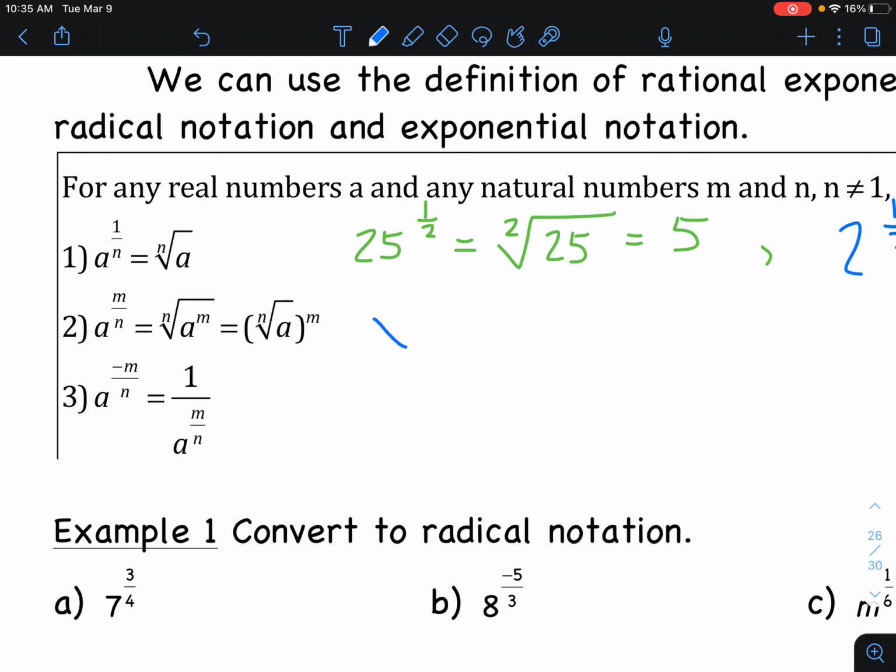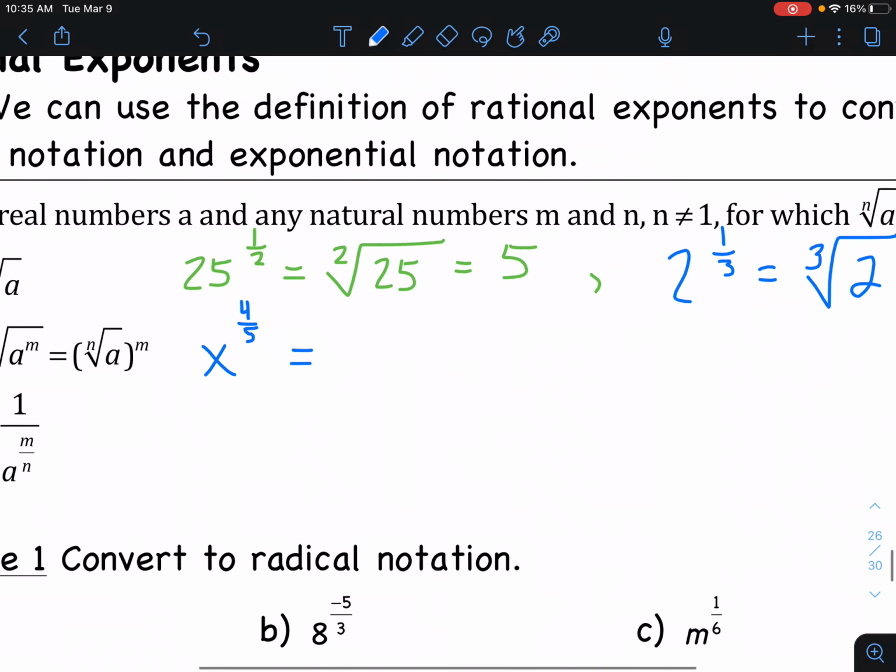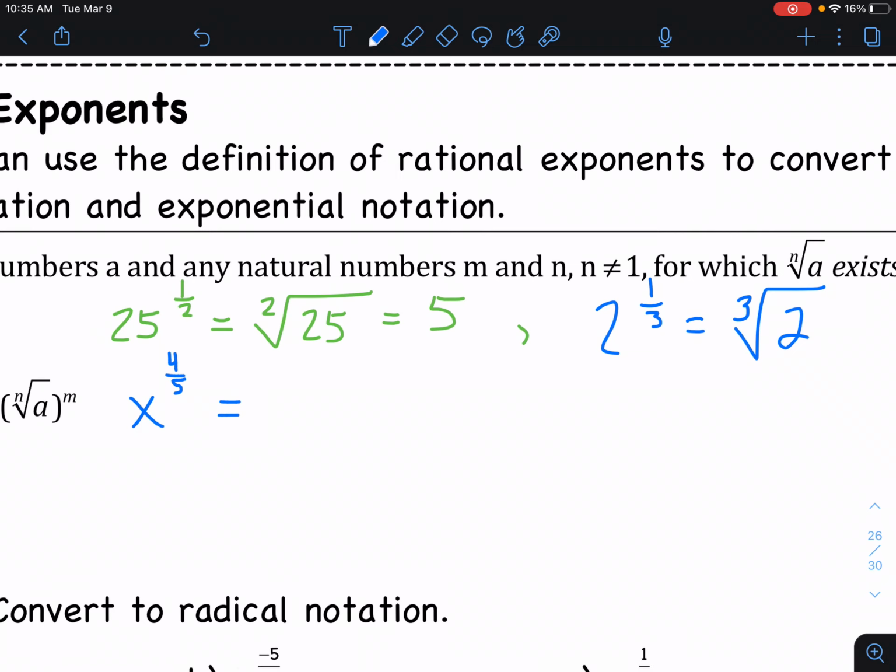Say if I give you x to the power of 4/5, and I tell you in the directions to turn it into radical form. So you would turn it into the 5th root of x to the 4th. Or you can write it this way as well, and it's the same thing.